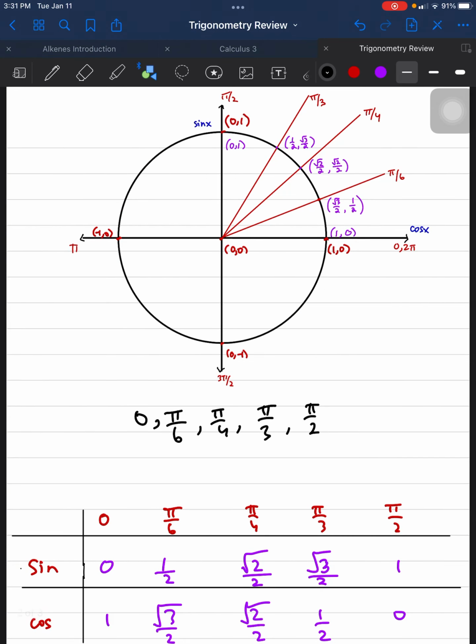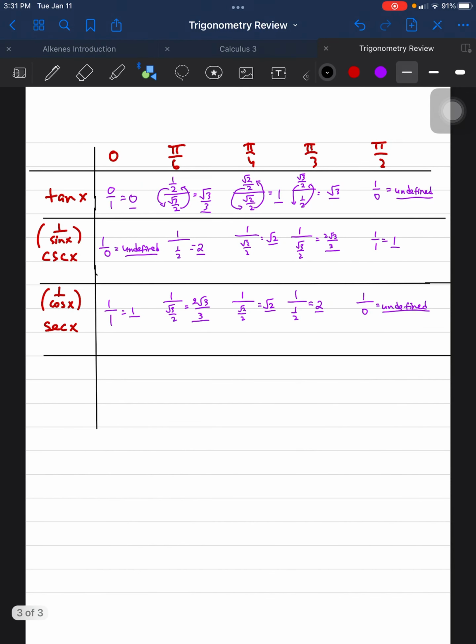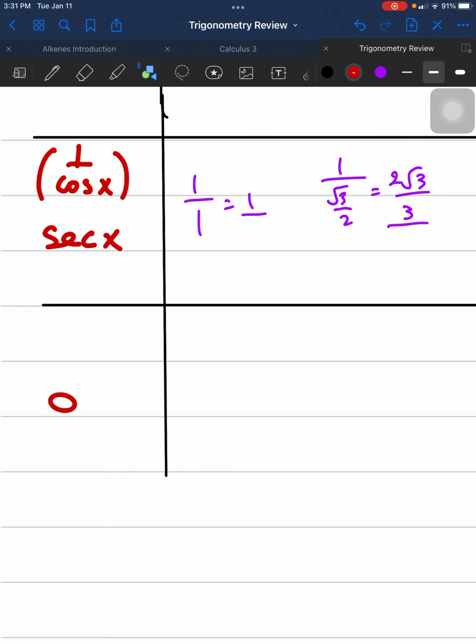Now moving on to the last trig function. So far we went over sine, cosine, tangent, cosecant, and secant. Now the last function that's left is cotangent.